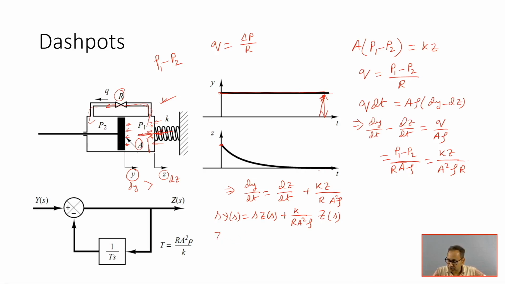Now for this transfer function, y is the input and z is the output. So output by input, Z(s) by Y(s), is equal to s by s plus k by R A squared rho.